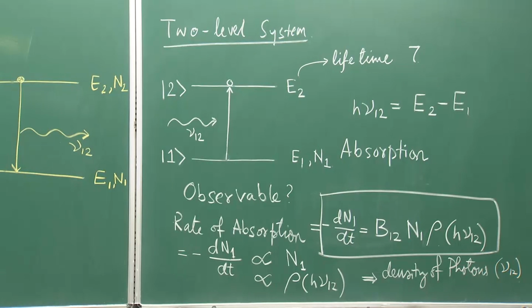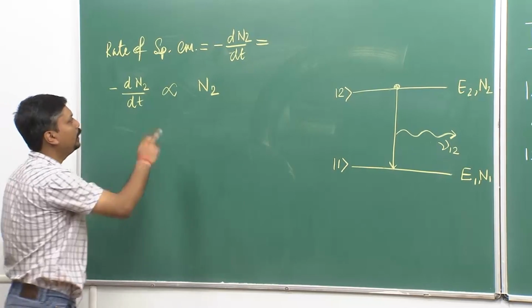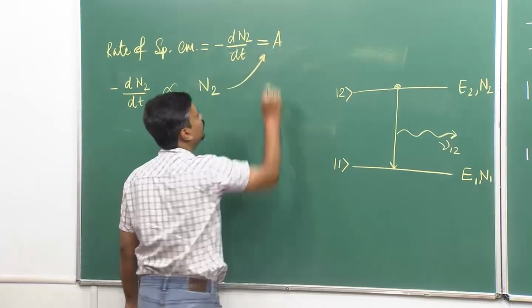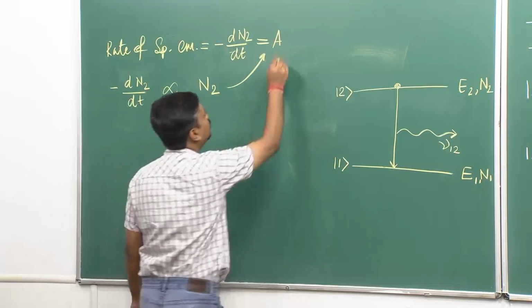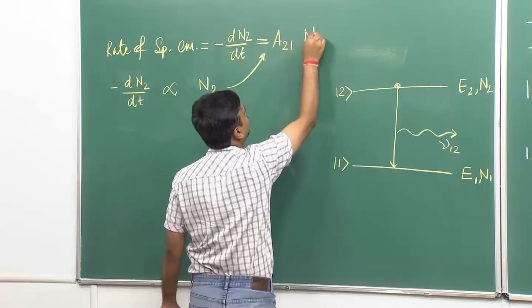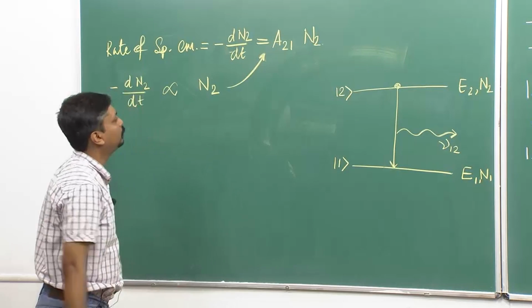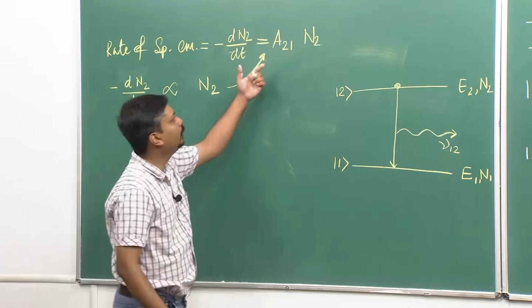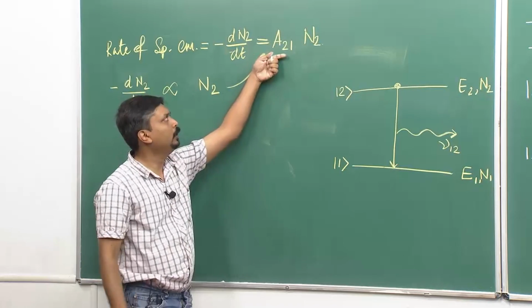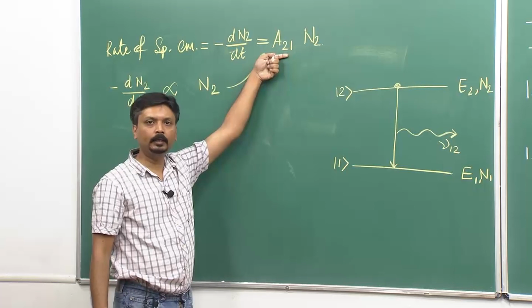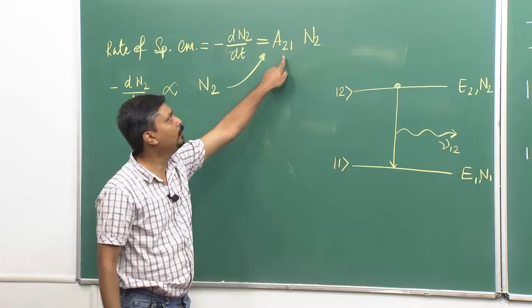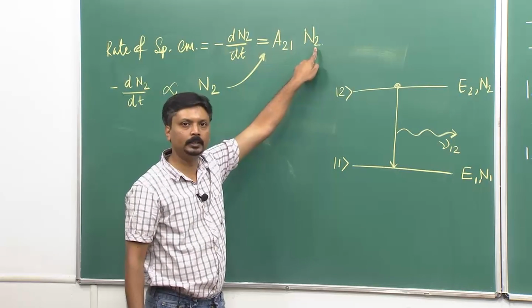So, I can go from this proportionality to the equality by putting some constant and let us call it A21 multiplied by N2. If you see the notations that we are using all the time, it denotes from which state to which state. If you are looking at A21, you would be able to tell that it is a process involving a transition from state 2 to state 1. And you have the corresponding N2, which is the population at state 2.